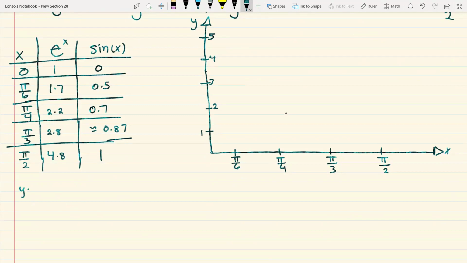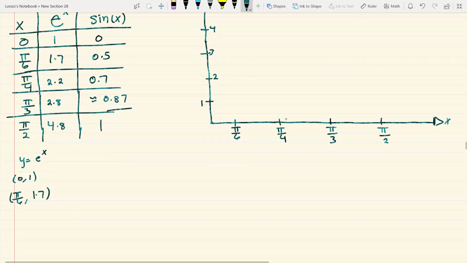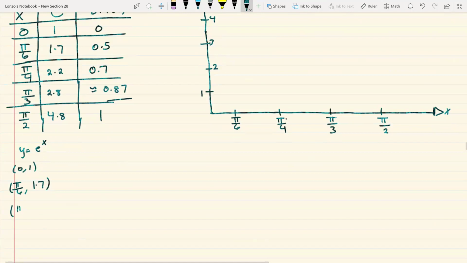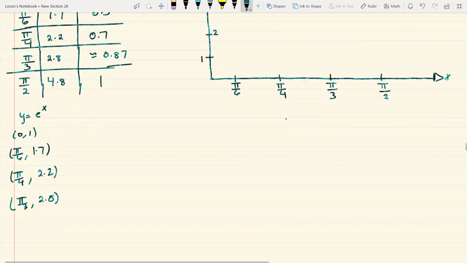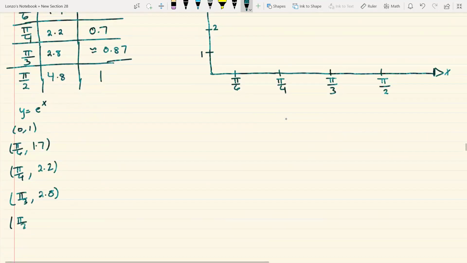So let's start with the y function e to the x. You have 1, 2, 3, 4. We have 5 coordinates. So the first coordinate is 0, 1. The next one is 5/6, 1.7. And then you have 5/4, 2.2. And then you have 5/3, 2.8. And then 5/2, 4.8.